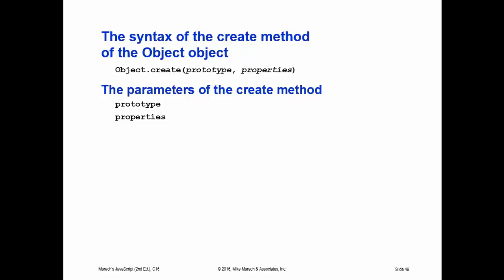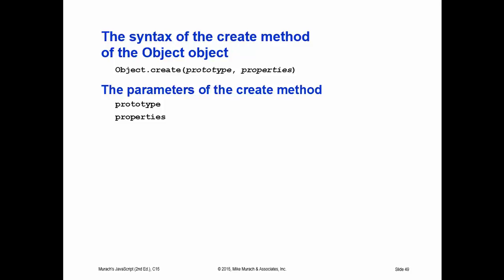Here's the syntax of the create method of the Object, and the parameters that are shown here are prototype, which is the object that will be the prototype for the created object, and properties, which is an object containing one or more of the descriptor objects.